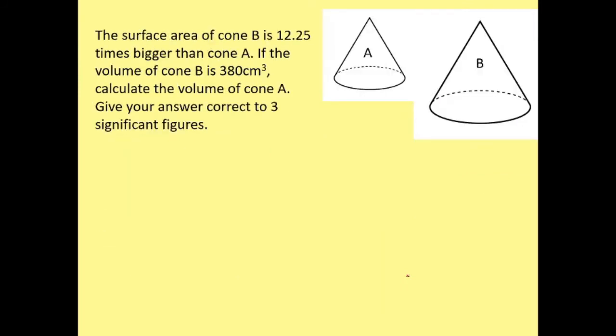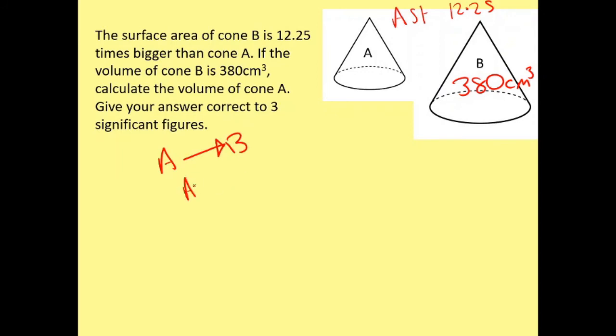Right. Next question. Now there's a lot to it. Surface area of cone B is 12.25 times bigger. So I know my area scale factor is going to be 12.25. The volume of the cone B is 380 centimeters cubed. Calculate the volume of cone A.